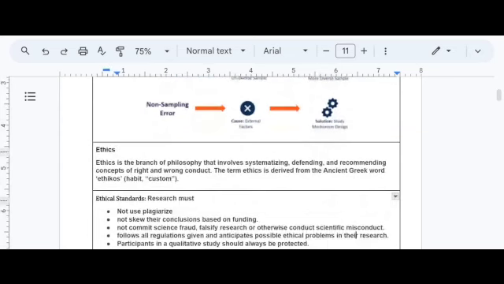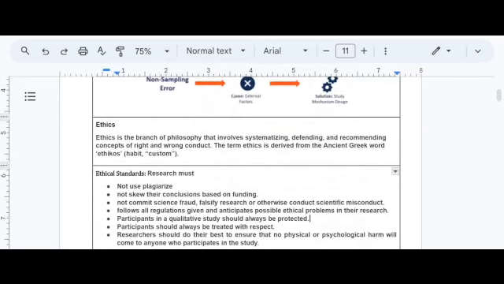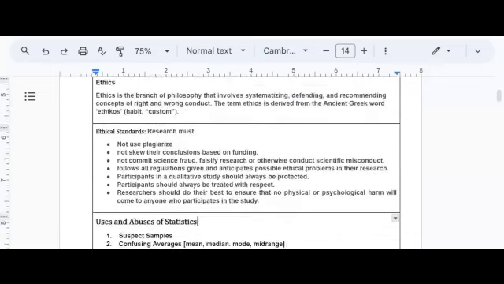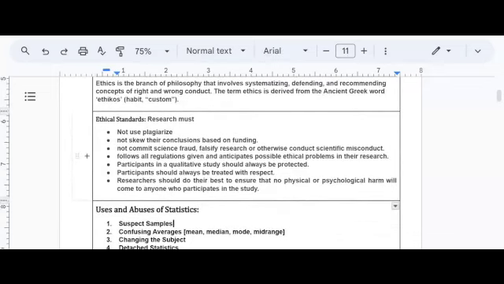Now, ethics. What is ethics? Ethics is a branch of philosophy that involves systematizing, defending, and recommending concepts of right and wrong conduct. The term ethic is derived from the ancient Greek word for habit or custom, ethikos. Okay. Ethical standards for research: if you have research, you have to have standards.